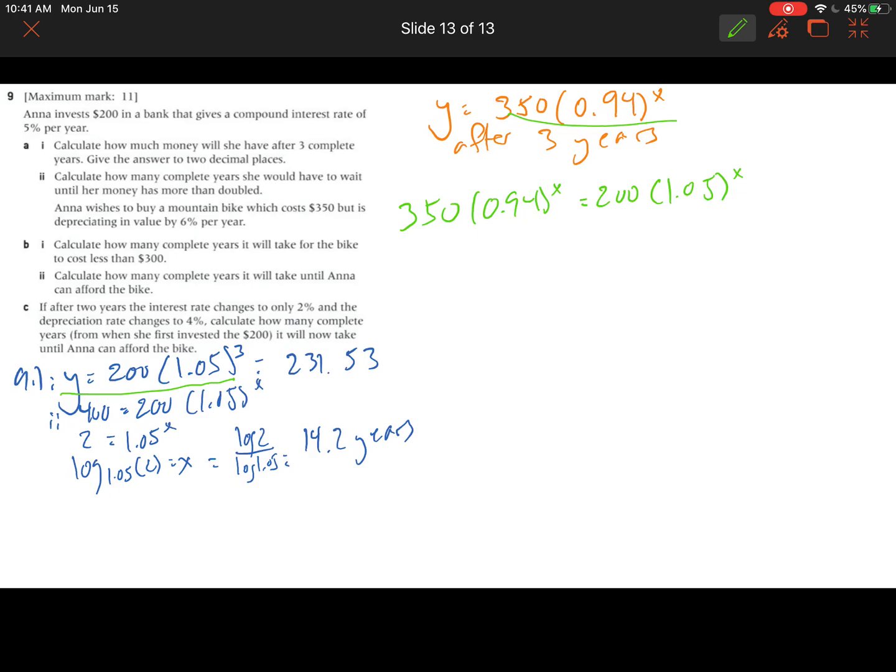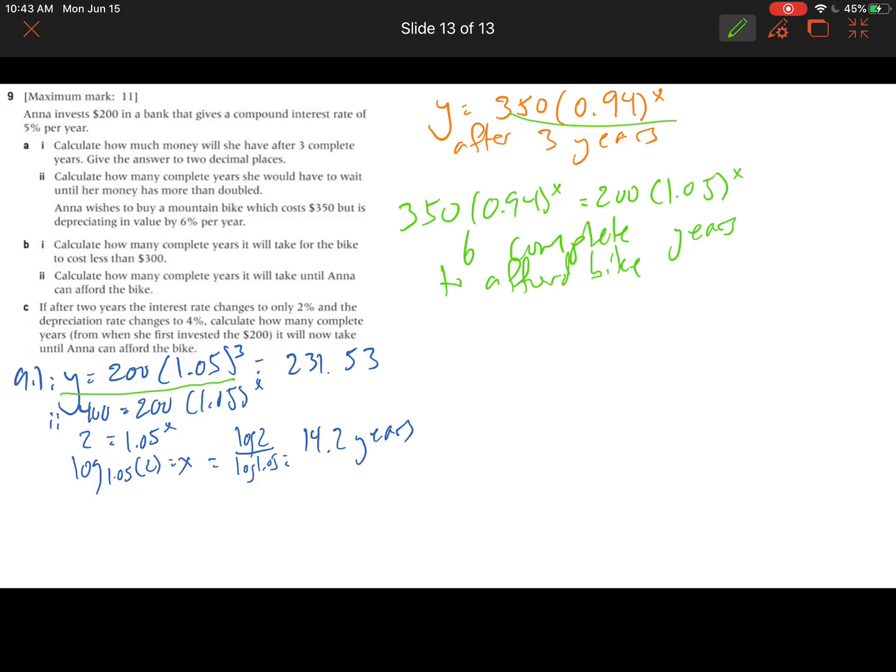Y equals 350 times 0.94 raised to the x, and at the same time, y is equal to 200 times 1.05 raised to the x. And I need to see after how many complete years the second one is bigger. They intersect at 5.057 years, which means it's going to take 6 whole years. So 6 complete years to afford the bike.